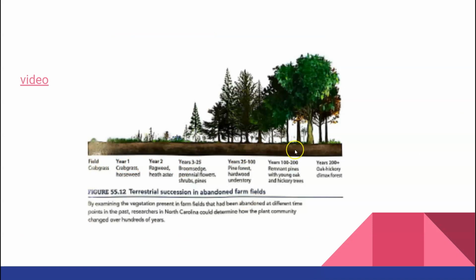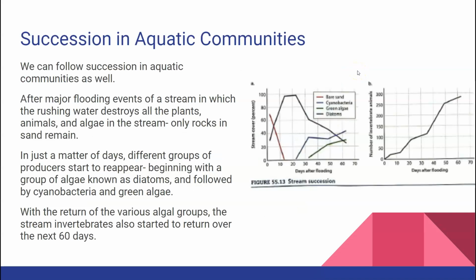Here is another example of how you have a field reduced to nothing, and the crabgrasses would be the first that would come back, and then how it would end up going through succession over time. So this is the terrestrial succession of abandoned farm fields. This video here goes through that. Then this slide, as I'm running out of time here, is succession in aquatic communities.